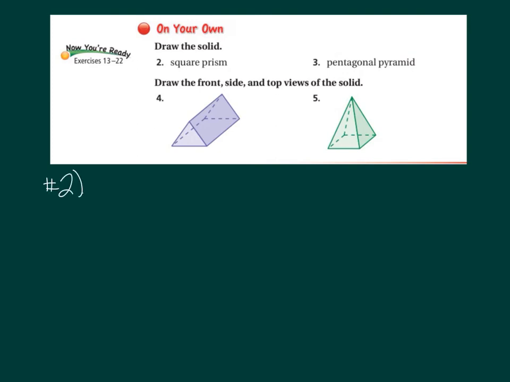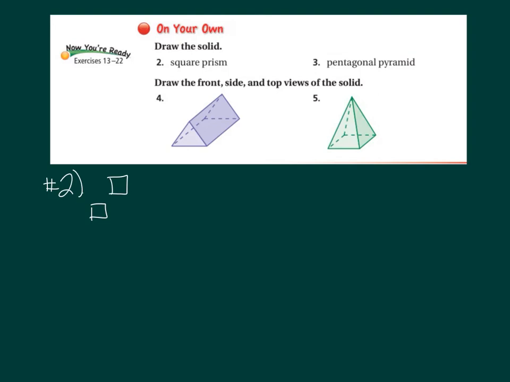Okay, so I was planning on actually just drawing these without recording, but again, make sure you try these. I'm going to draw these for you so I can show you a little bit how to do this. So again, a square prism, we want two identical faces that are squares. And then what we want to do is connect corresponding vertices.